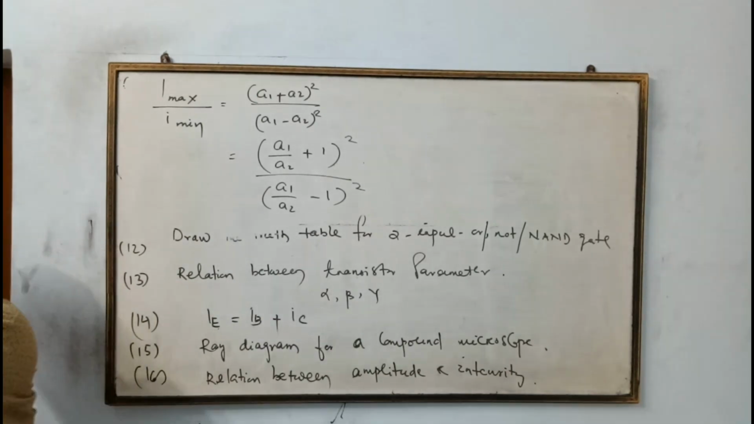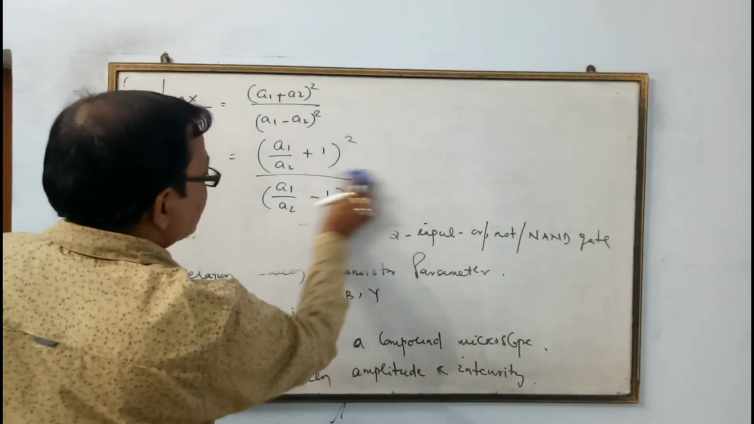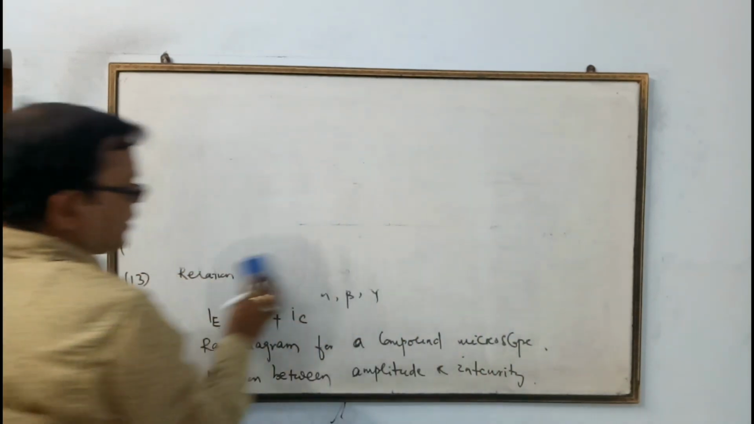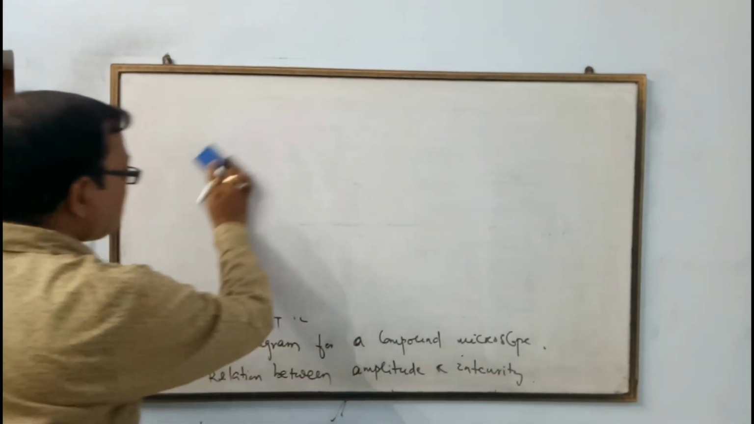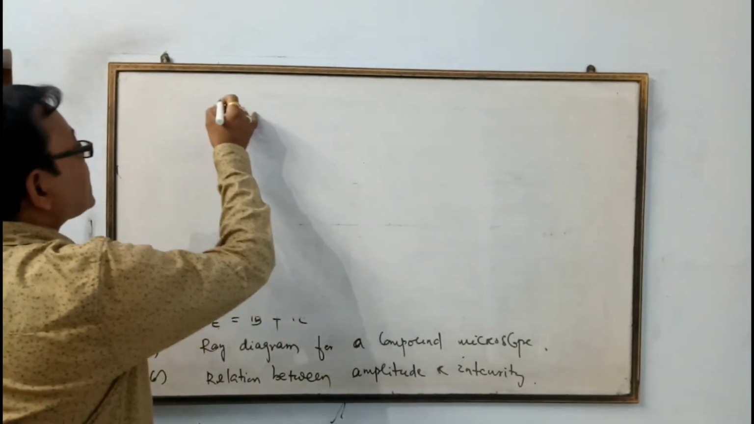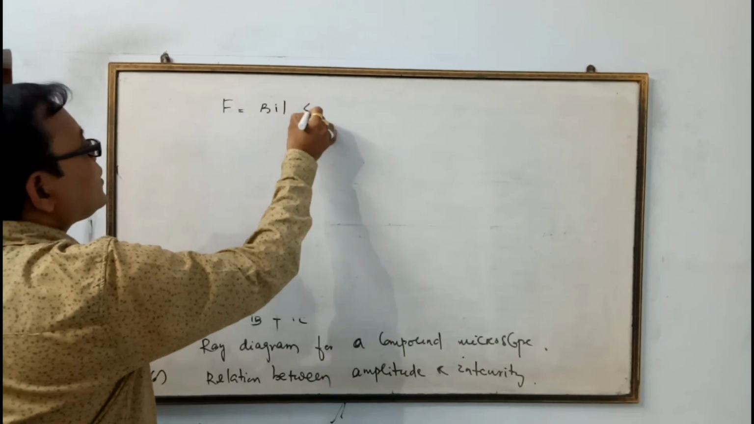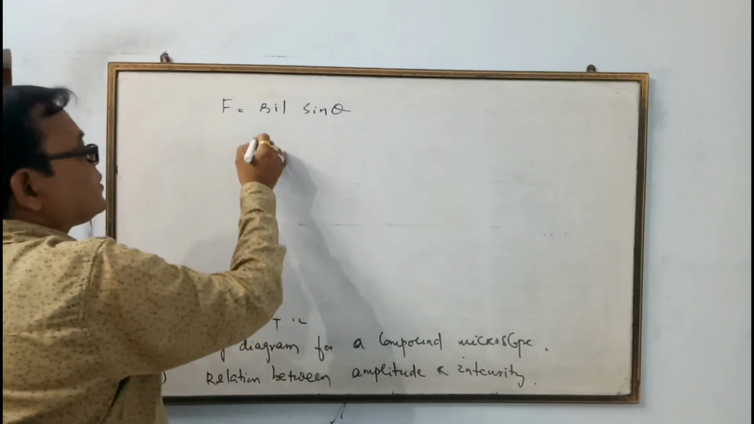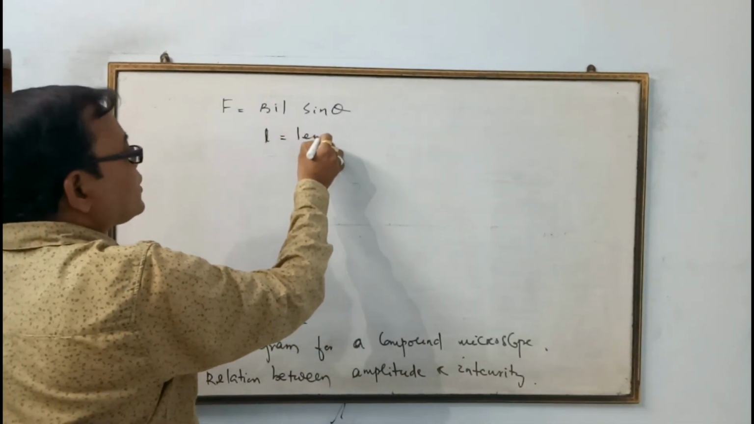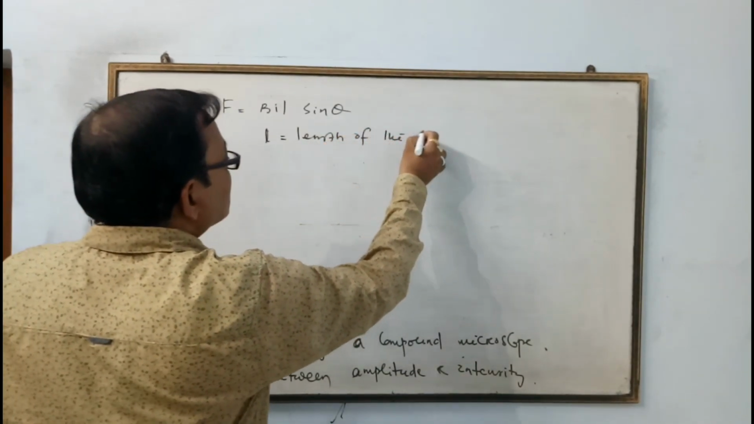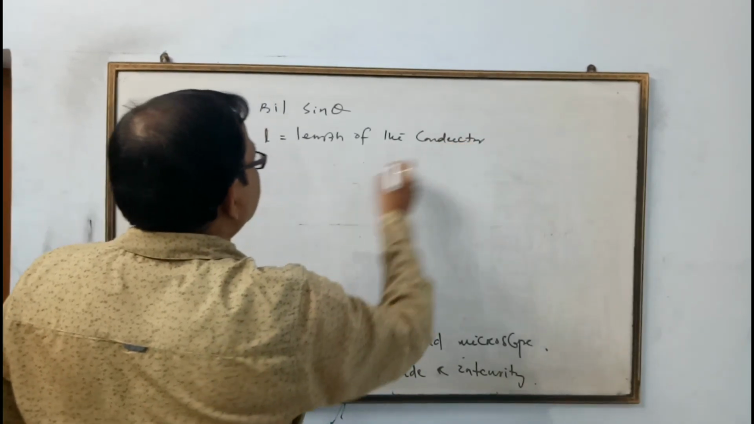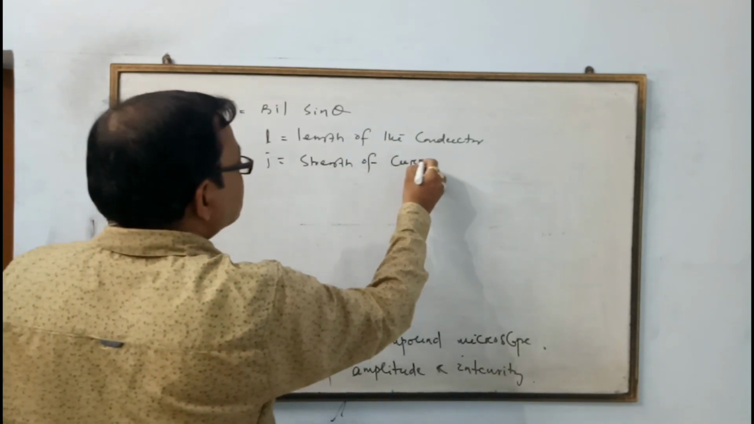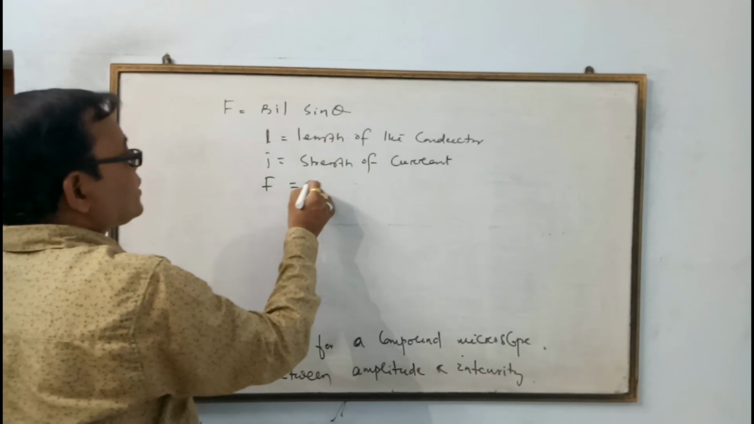The force acting on a conductor placed in the magnetic field, moving in the magnetic field, F is equal to BIL sin theta, where L is the length of the conductor, I the strength of current, and F the force acting on the conductor.